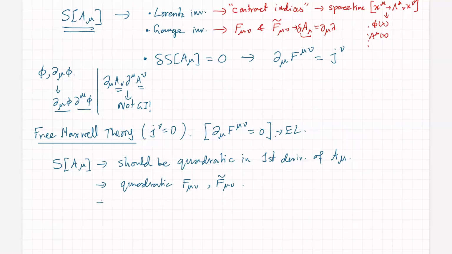And then finally, of course, Lorentz symmetry tells us that we should contract all the indices. There should be no free indices left over. So with that, there are not many possibilities, right? There are essentially three possibilities. I can write down a term which is F_mu nu contracted with F^mu nu.